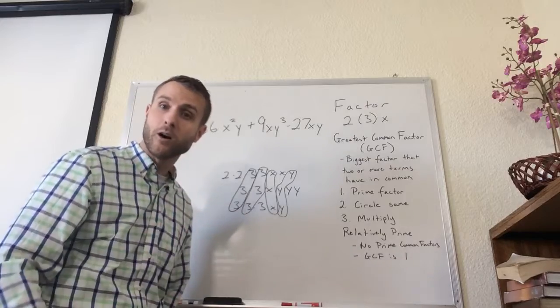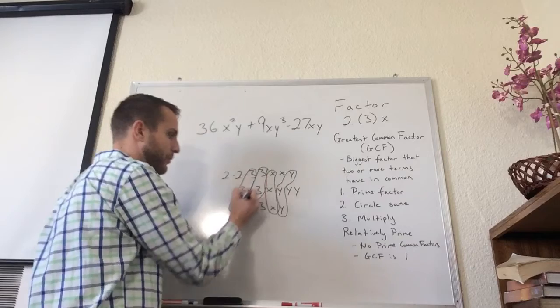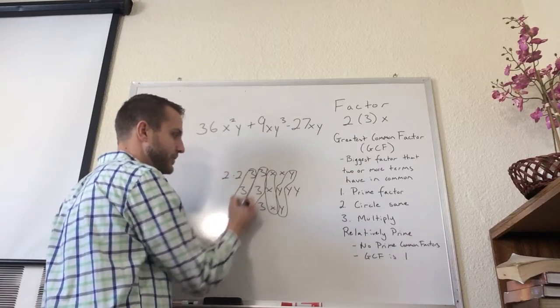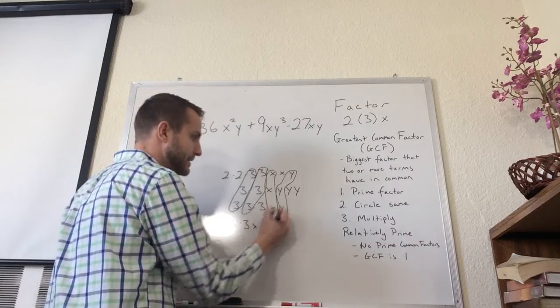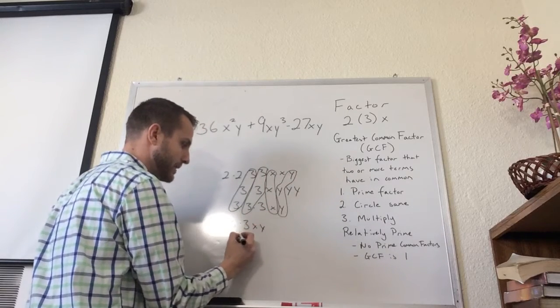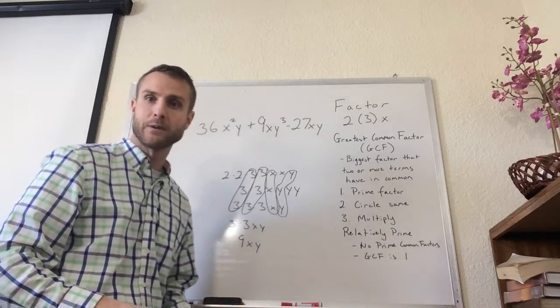They have to be in all 3. Even if they're just in 2, you cannot use it. So I have 1 3 for each group of 3. I'm going to put 1 3, 1x, and 1y. 3 times 3 is 9, so I have 9xy. That's my greatest common factor.